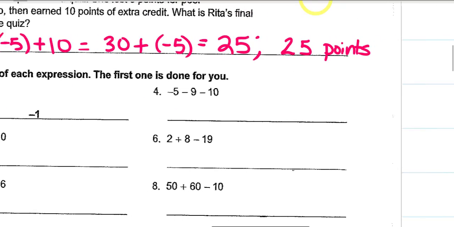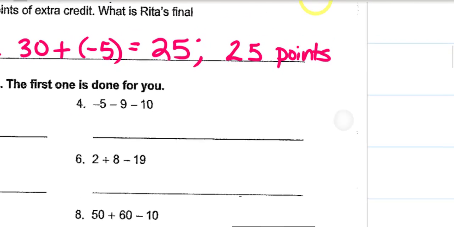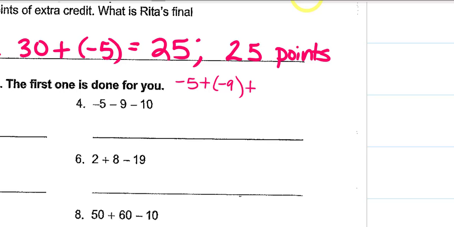Okay. Let's take a look at number 4. So for number 4, they're all being subtracted. So remember, we're going to add the opposite. I'm going to rewrite my expression so I can add the opposite. I'm going to do it up here so I have some more space. So we have -5 plus, that's going to turn into a -9. I'm adding the opposite. And then here plus a -10.